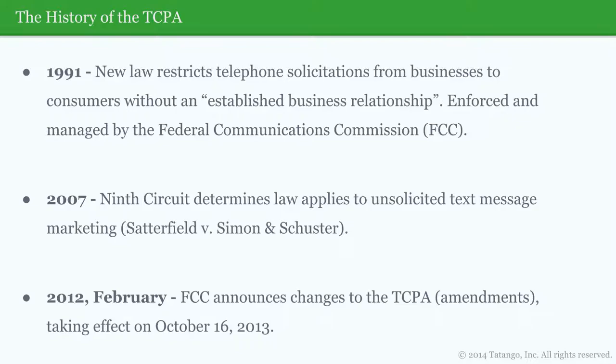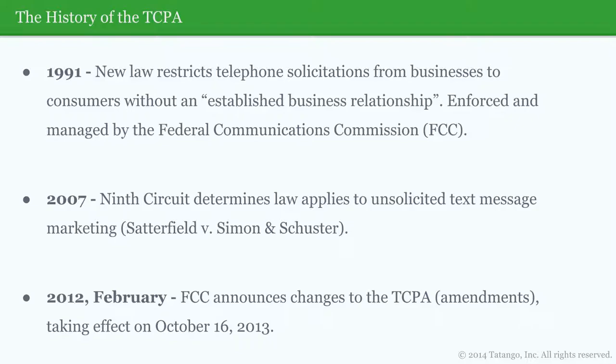In 2007, which is a lot more years later, the Ninth Circuit determined the TCPA, which is a law, applies to unsolicited text message marketing. So in 1991, it was really about fax machines and phone calls, because that's what everybody was doing. In 2007, a court case was brought up and it said, hey, look, we're suing based on the TCPA, even though the TCPA doesn't say text messaging, it's still a telephone call. That's what they were arguing. And the Ninth Circuit determined that the TCPA applied to text messages as well as phone calls and faxes and all those other things. So 2007, that's when it got serious for text message marketing, because it said, hey, text message marketers, you now have to comply with the TCPA.